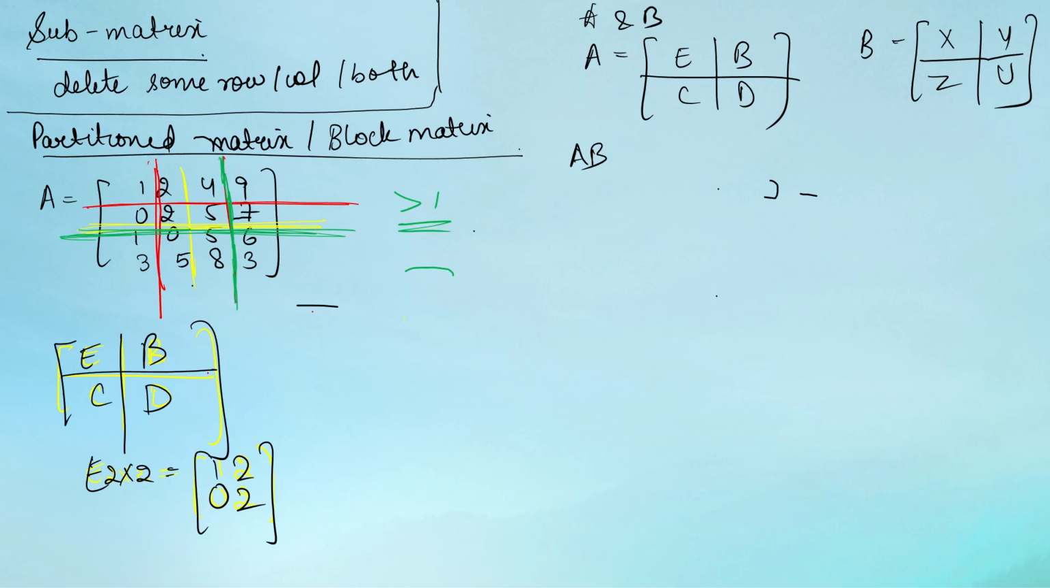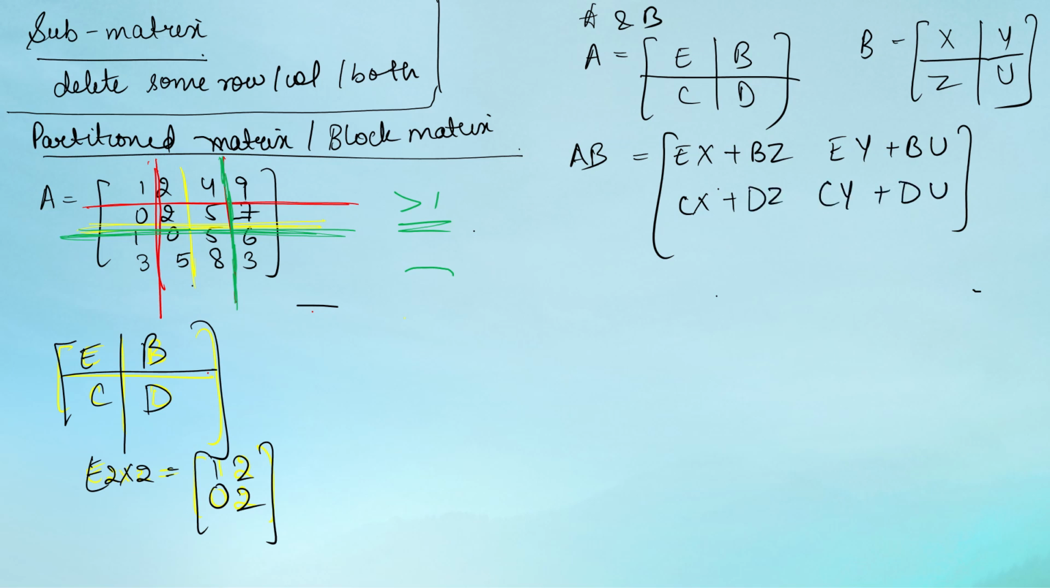So if we want to get AB, what will AB be? EX plus BZ, then EY plus BU, CX plus DZ, CY plus DU. So this is your AB as a 2 cross 2 matrix. This was a random example that we did. This is the basic concept of how you will be calculating. But let's understand with the help of a question.